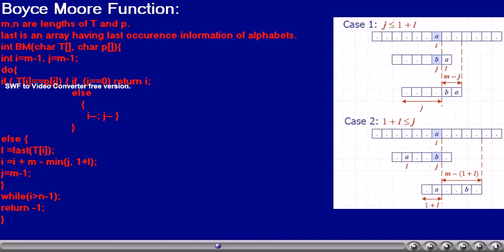Similarly, in case 2, if you verify, when the mismatch occurs, T of I value is A and P of j value is B, and if I assume that the first occurrence of A from the last is at location 1 in the string P, then we have to shift the string P by some number of units, in such a way that this A in the string P will align with the A of the given string T. Like this, the I value will be updated. Once after alignment is done, then J value will be made as m minus 1, such that again matching will be done from the end of the given string P. Like this the algorithm works.